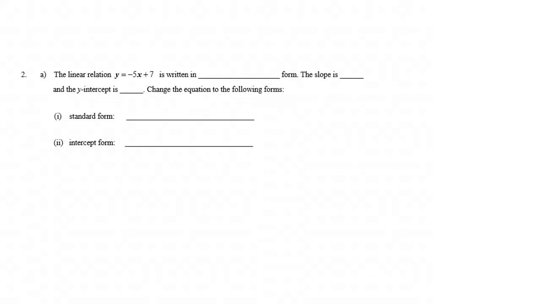Hello, in this video we'll work through this question here. This question is really designed to help you become more comfortable moving between different forms of a linear relationship. So the linear relation y equals negative 5x plus 7 is written in slope y-intercept form. The slope is negative 5 and the y-intercept is 7.